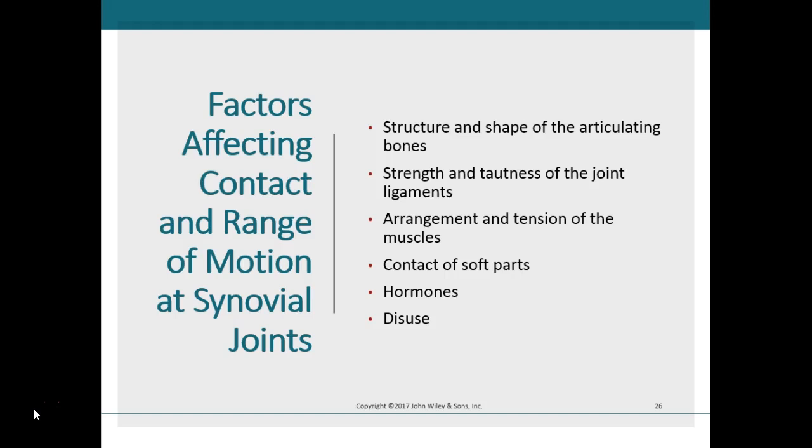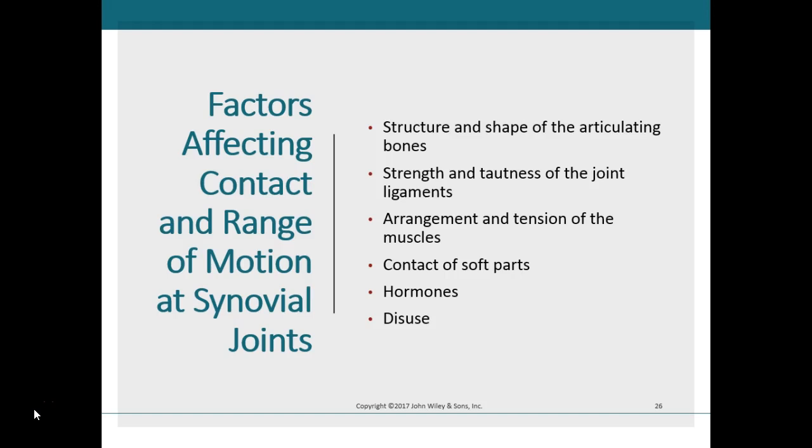And then there's just disuse. We don't take care of things as we should. Movement at a joint can be restricted if a joint has not been used for an extended period of time. For instance, if an elbow joint is immobilized by a cast, range of motion at the joint may be limited for a while after that cast is removed.